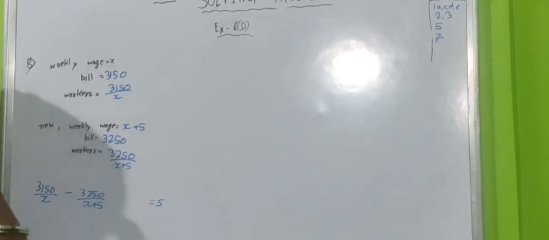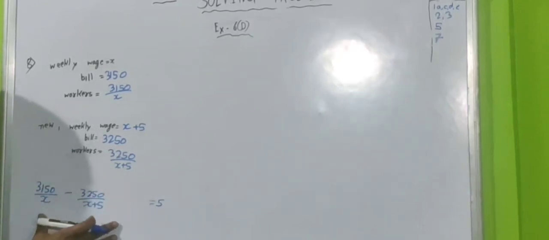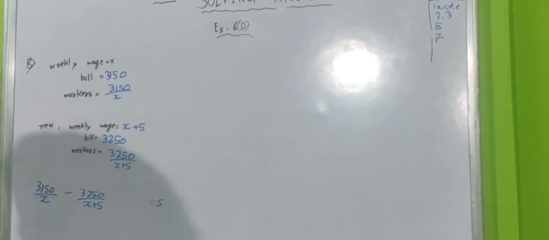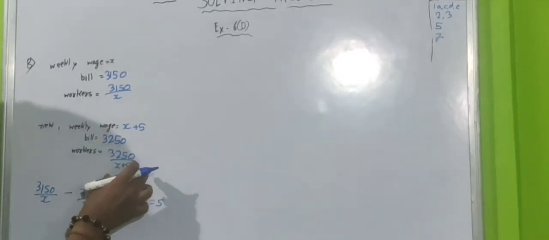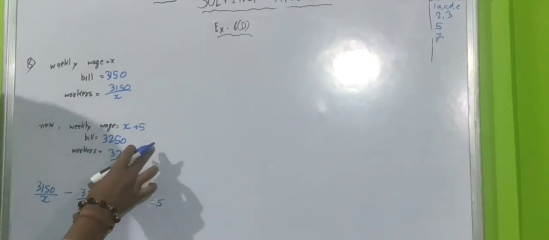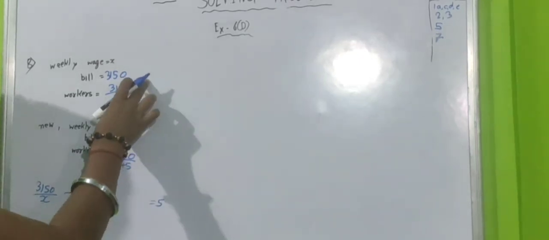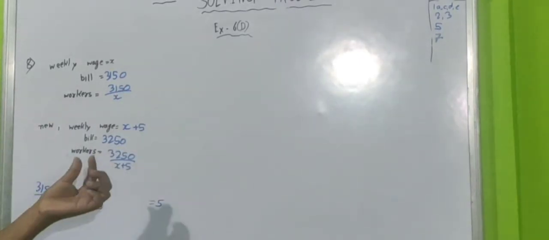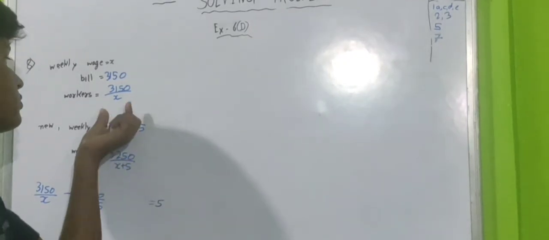So subtract it. Many get confused. They see that x plus 5 is greater and think this will be greater overall and this will be smaller. But no, you have to look at whether the denominator is greater or smaller.